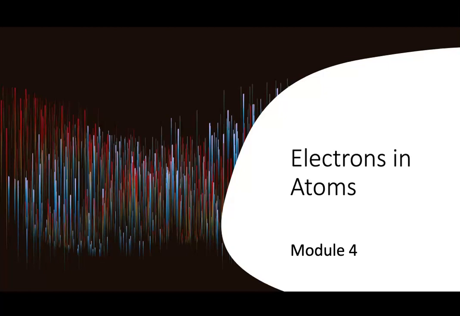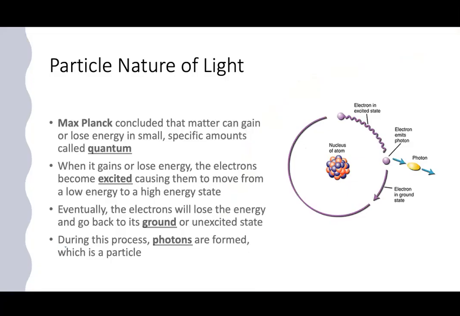All right, okay. So last week we talked about electrons in the atoms, specifically about light. We talked about how light comes in two forms. It comes in the form of a wave, and that's where we looked at the electromagnetic spectrum. And it also comes in the form of a particle. This is just a brush through. I'm not going to go through the whole thing.